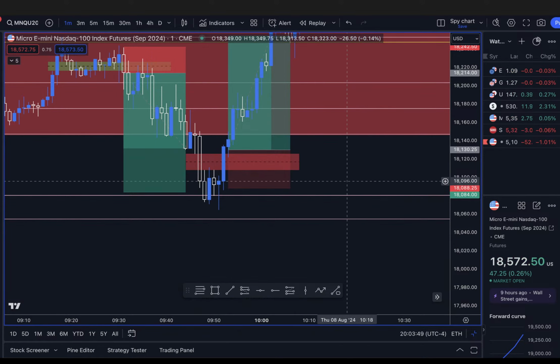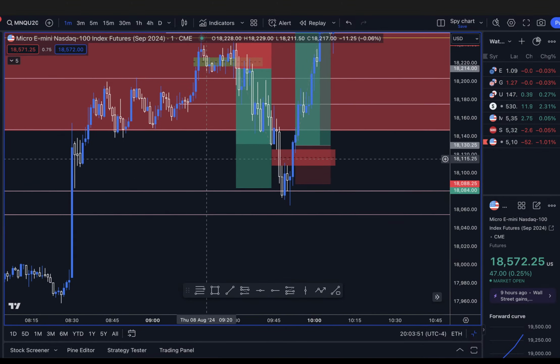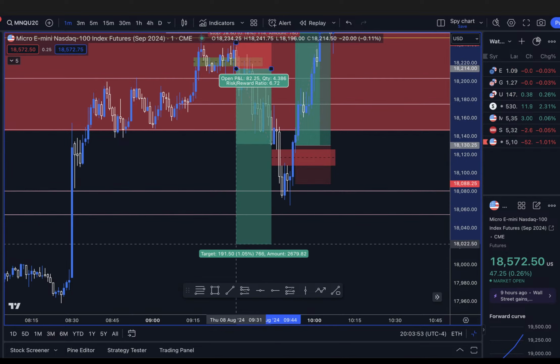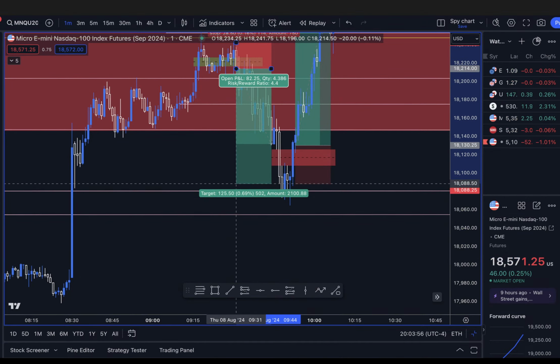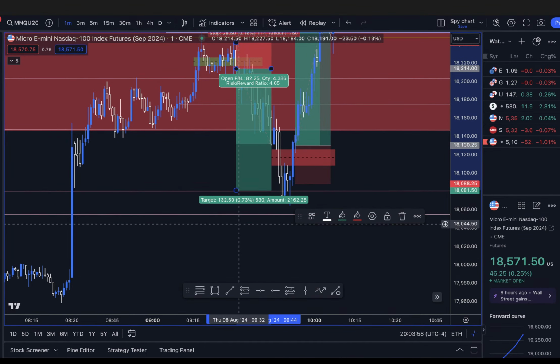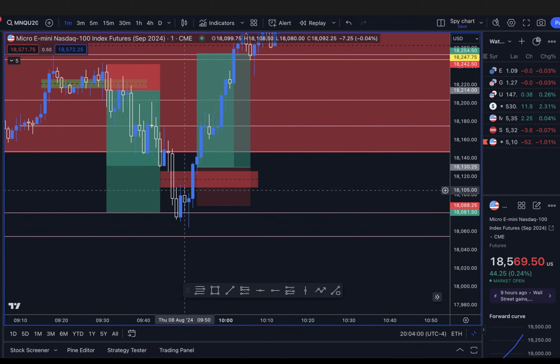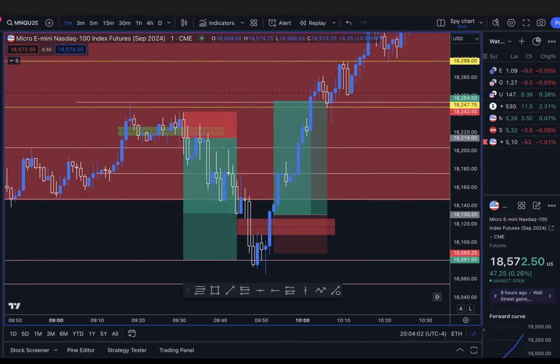Exactly. So this is one of those things where I was getting greedy, because since I'm full porting, I'm trying to make like $1,200 a day. I was at like $600 here, so I was like, let me just take it. But I feel like on the 1 minute I was getting faked out.